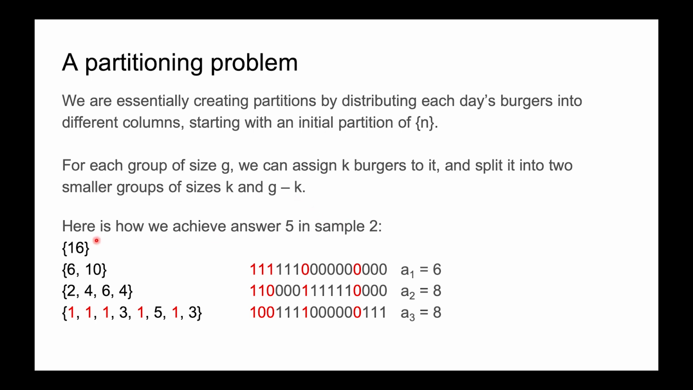Consider sample 2. We start with a single group of size 16. On the first day, we have 6 burgers, so we can split this group into two smaller groups of sizes 6 and 10. On the second day, we have 8 burgers, so we place 2 burgers into the first group and 6 burgers into the second group, and get 4 smaller groups. On the third day, we can further split these 4 groups into 8 groups, and we will get 5 groups of size 1. The number of groups that have size 1 is our optimization goal.